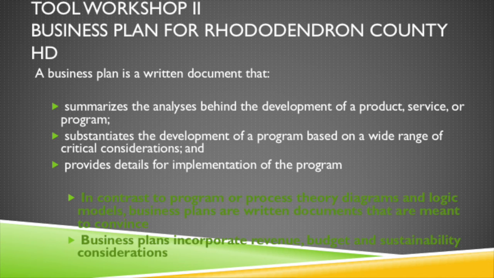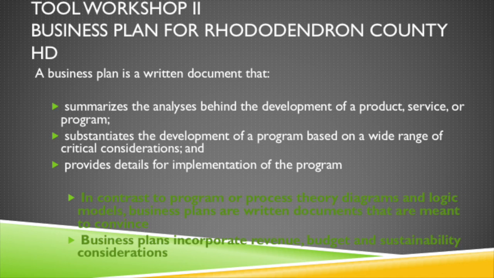A business plan is a written document that summarizes the analysis behind the development of our product, service, and programs. And it could be based on a wide range of criteria for consideration. Now, here in public health, you might want to think about products that are aligning with our public health ethics, that it's available for everyone. Maybe it's going to be low cost, or there could be different price ranges for individuals who are low income, or maybe students or unemployed.